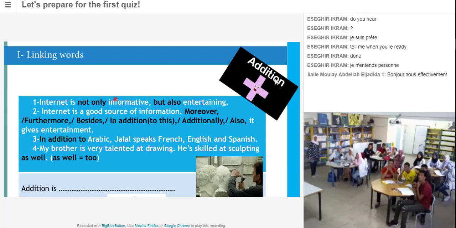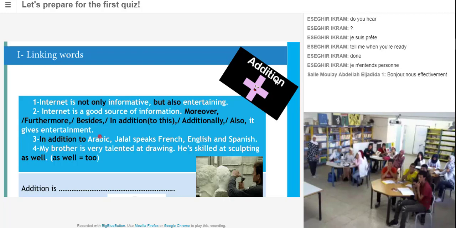But you can see the difference between number one and number two is that I have here two complete sentences. I have internet is a good source of information, and then I have it gives entertainment. So you have the subject, the verb, and the complement. Now, when you have two different sentences and you want to express addition, you can use linking words like these ones here. You have moreover, furthermore, besides, in addition, or in addition to this, in addition to that, additionally, or also. So these are linking words that you can use to link two different ideas expressed in two different sentences, as you can see here.